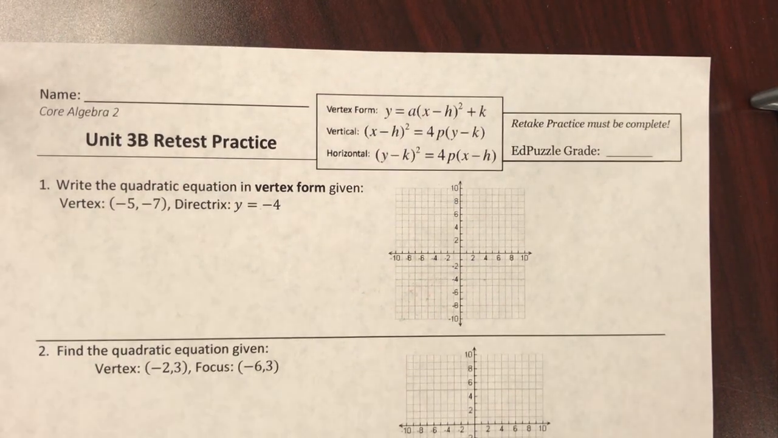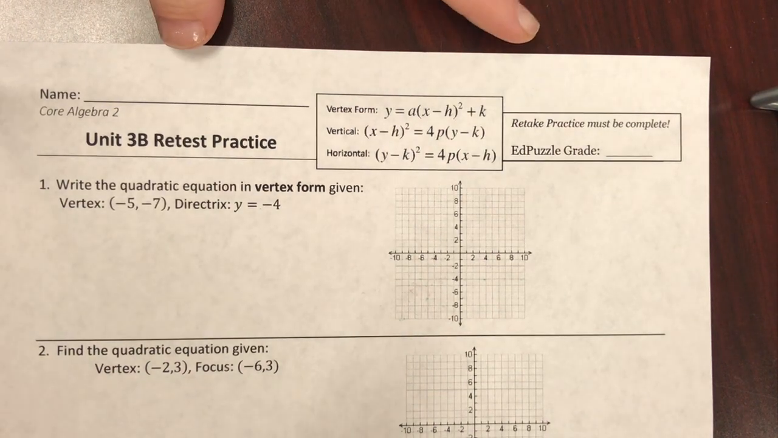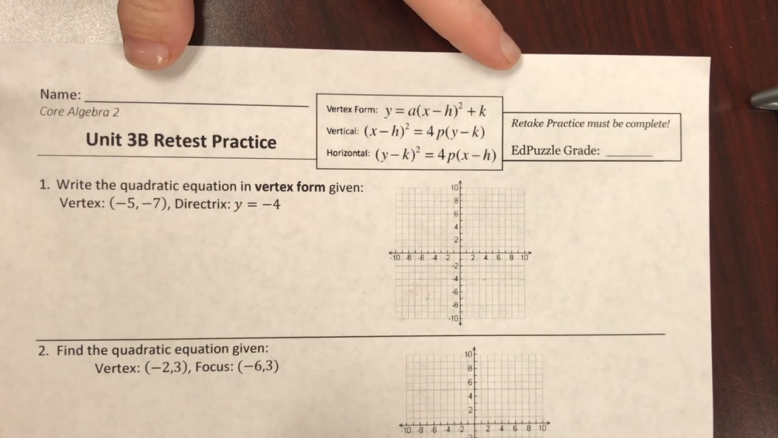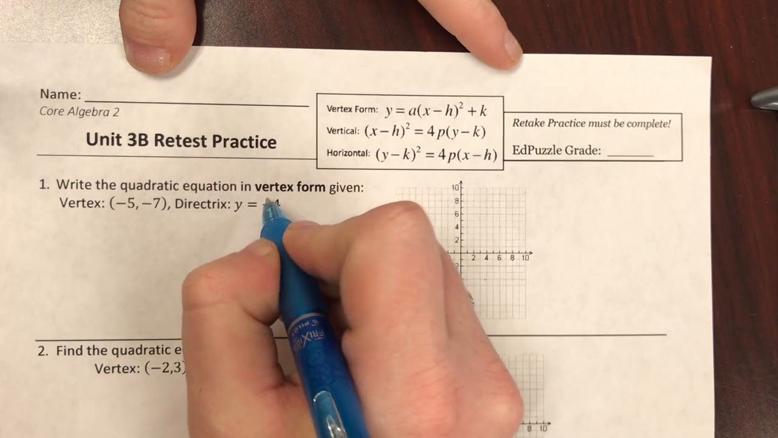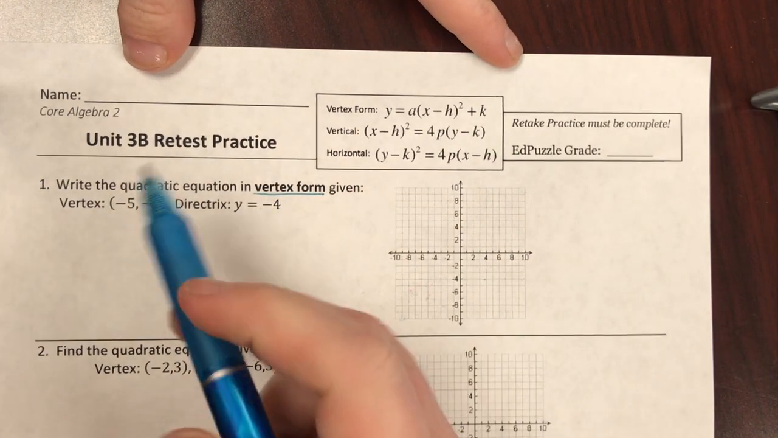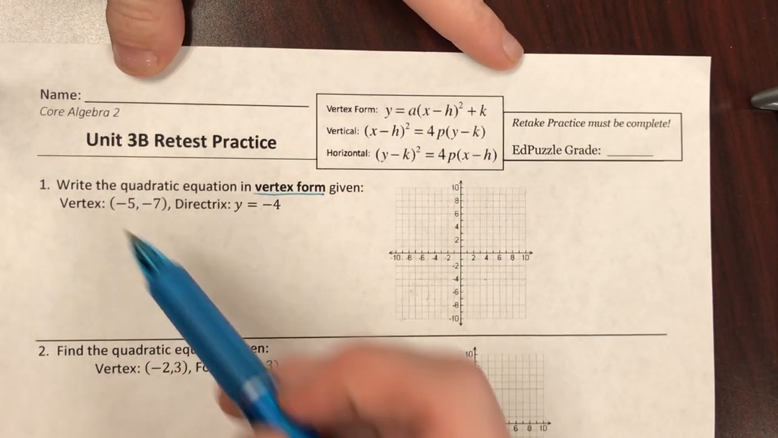This is the tutorial video for the Unit 3B retest practice. Number 1, write the quadratic equation in vertex form, given the vertex and the directrix.